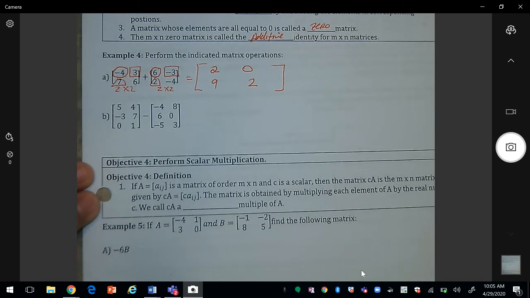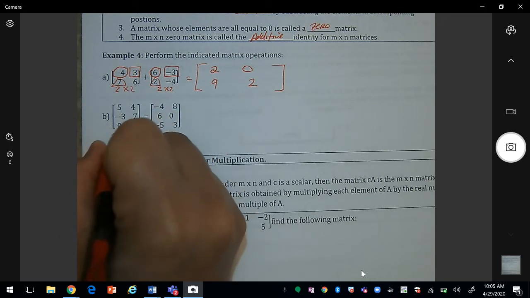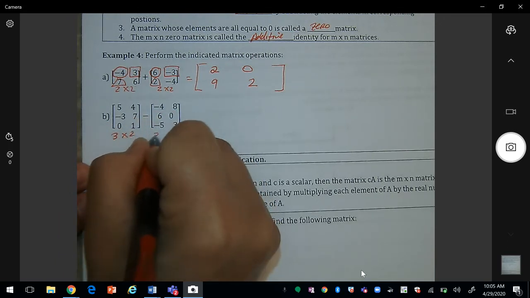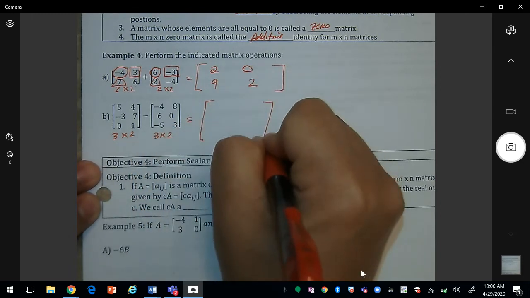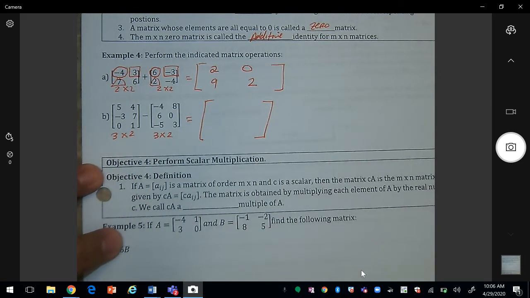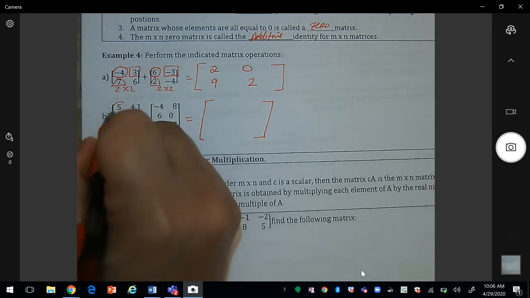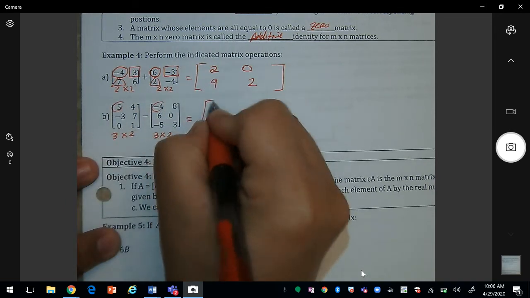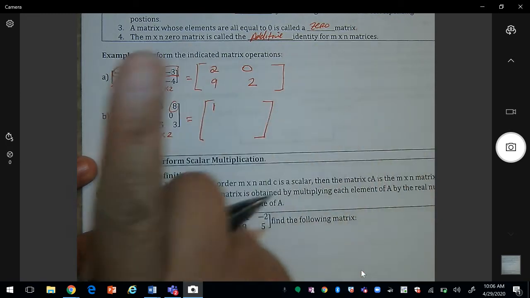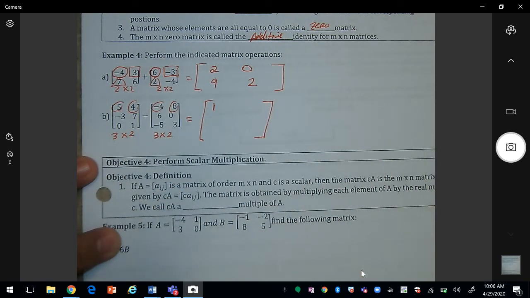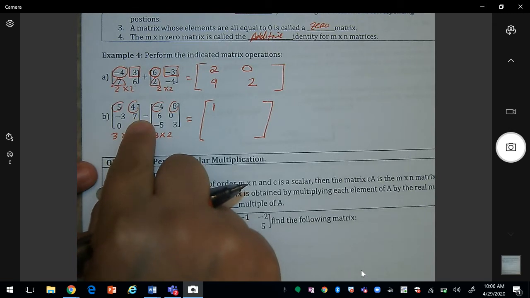Okay, letter B. The order of this is 3 rows, 2 columns, and 3 rows, 2 columns. So that means that we can add these. And so we add corresponding entries. 5 plus -4 is 1. 4 plus 8, or actually, here I made a mistake. We have to subtract. So we need to make sure that we're subtracting.